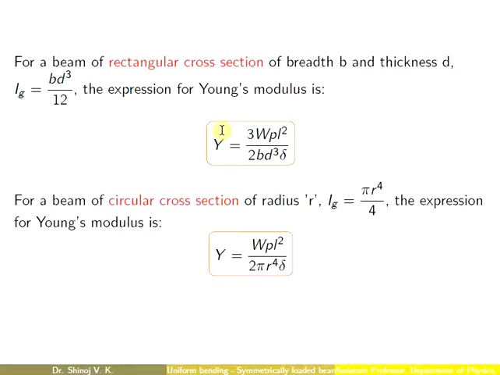So you can see that we can calculate the values of Young's modulus using non-uniform bending and uniform bending, but the expressions are different because the radius of curvature is not uniform throughout the length of the beam in the case of non-uniform bending, whereas in uniform bending the radius of curvature is the same throughout the length of the beam.